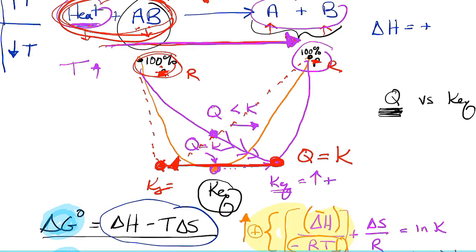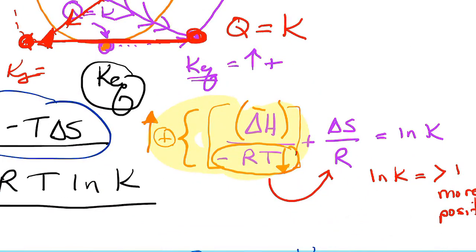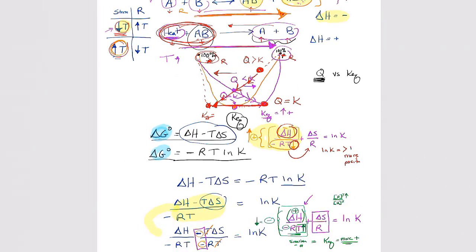Now I'm right here, and Q is too big for K, bigger than K. What's going to happen is I'm going to move in this direction, in the reverse, and we're going to favor the formation of AB and release more heat when temperature drops for an exothermic reaction. So that just proves everything.